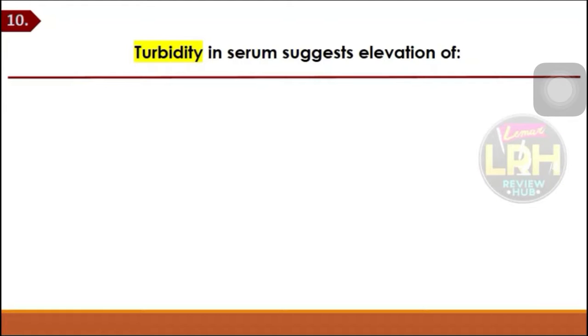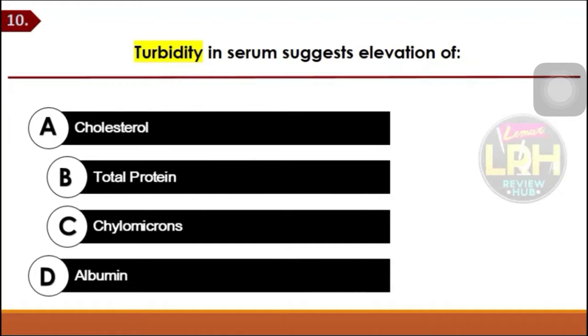Now, for number 10, turbidity in serum suggests elevation of what? Letter A, cholesterol, letter B, total protein, letter C, chylomicrons, or letter D, albumin. So the correct answer, again, is letter C, chylomicrons.